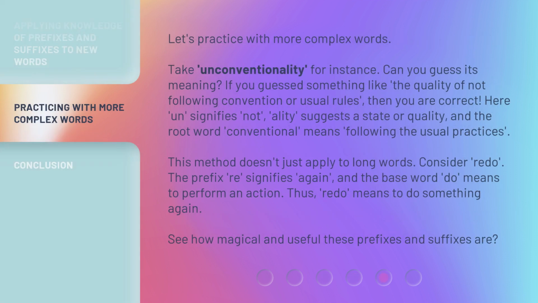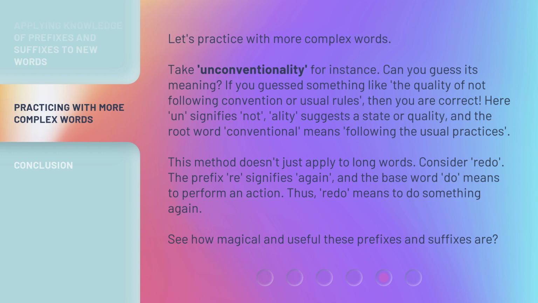Let's practice with more complex words. Take unconventionality, for instance. Can you guess its meaning? If you guessed something like the quality of not following convention or usual rules, then you are correct. Here, un signifies not, ality suggests a state or quality, and the root word conventional means following the usual practices.